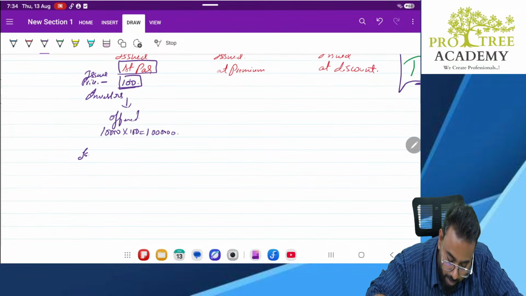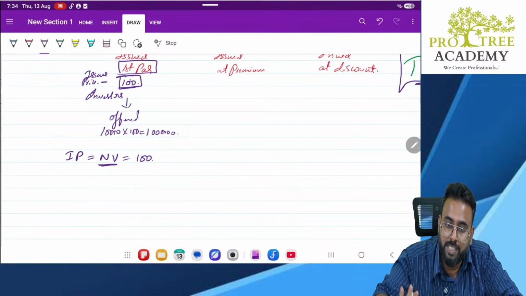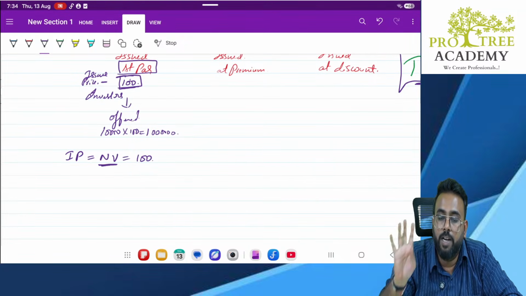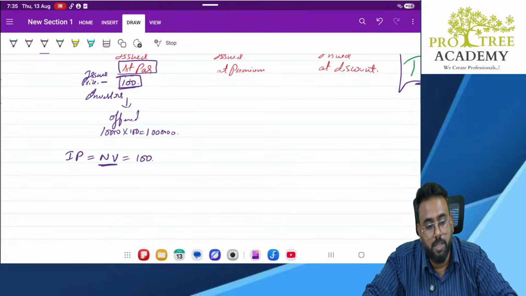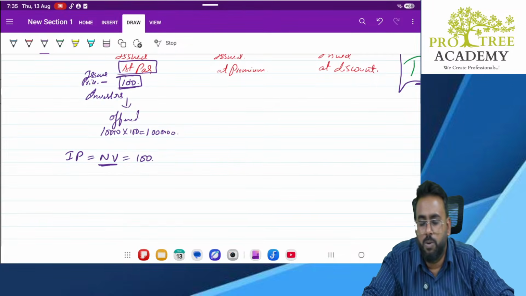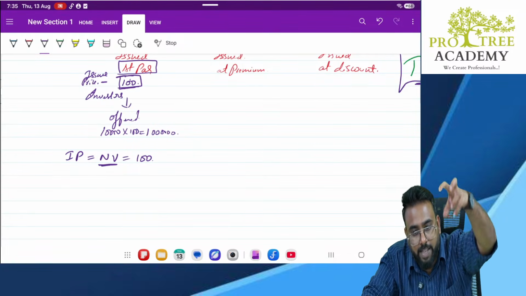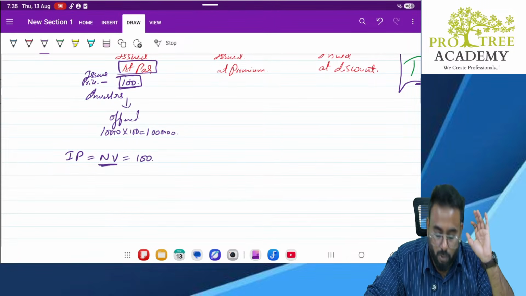So under issue at par, your issue price is equal to nominal value, which is equal to 100. That means whatever was the nominal value, I am issuing the shares at the same price, 100 rupees each. Whatever was the value, for that only I am issuing. What was the value? 100 rupees. So I am also issuing to the investors at 100 rupees only. Then what is the use of this value? I will tell you. Wait, just understand. So whatever the nominal value was, if I am issuing the shares at that value only, it is called issue at par.